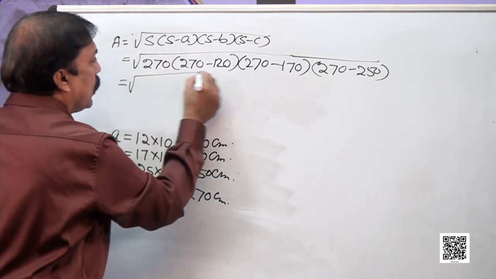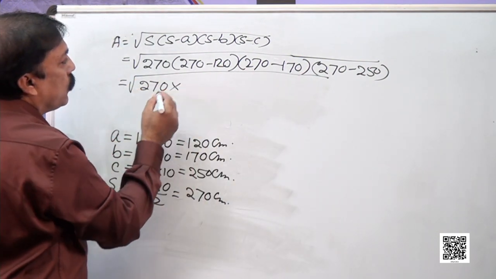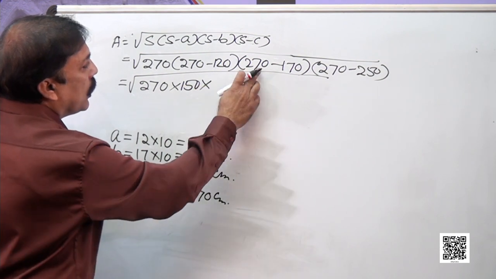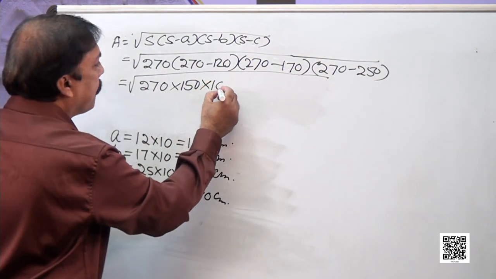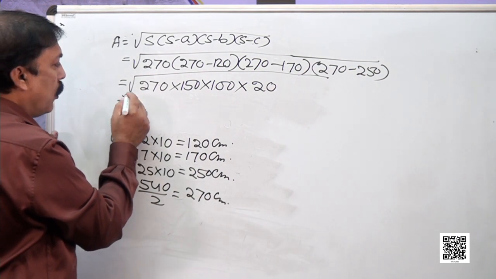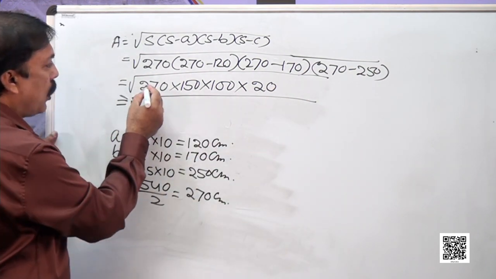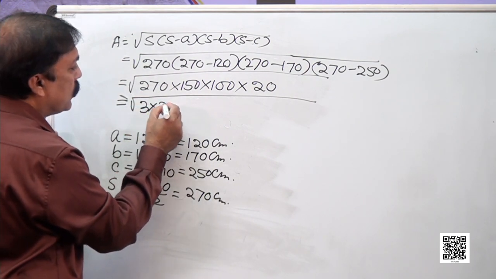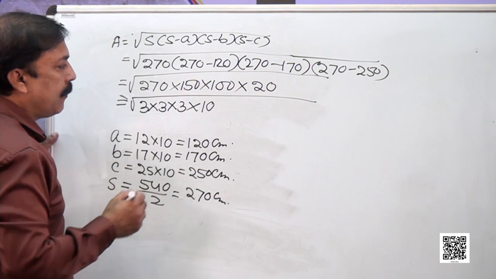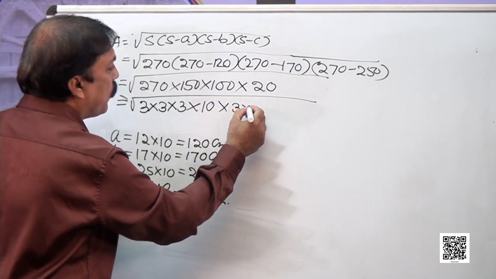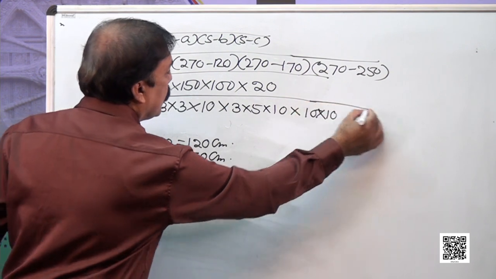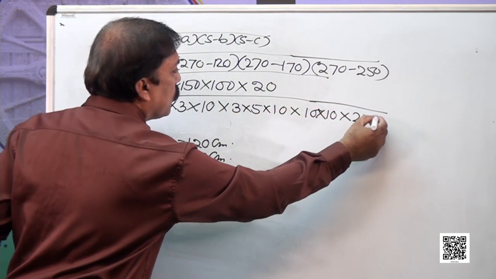This gives 270 into 270 minus 120, which gives 150, 270 minus 170 gives 100, and 270 minus 250 gives 20. So, if we rearrange this, we have 27, that is 3 into 3 into 3, and in place of the 0, let's write 10. And for 150, 3 into 5 into 10, 100 is again 10 into 10, and in place of 20, we can write 2 into 10.